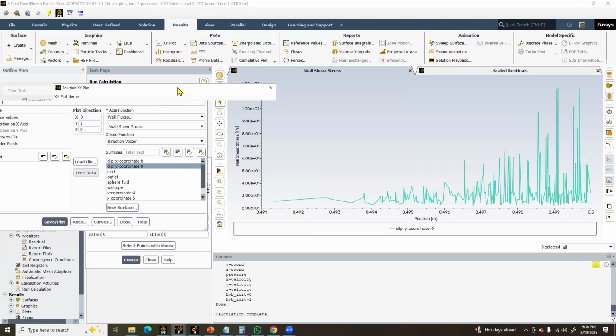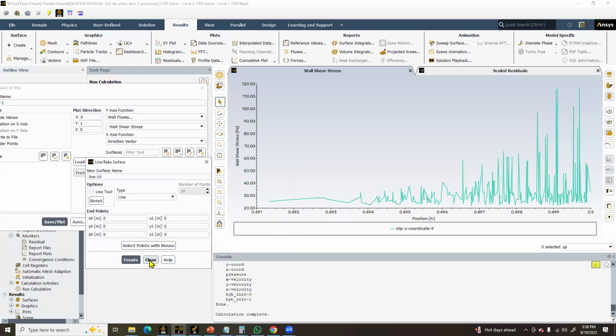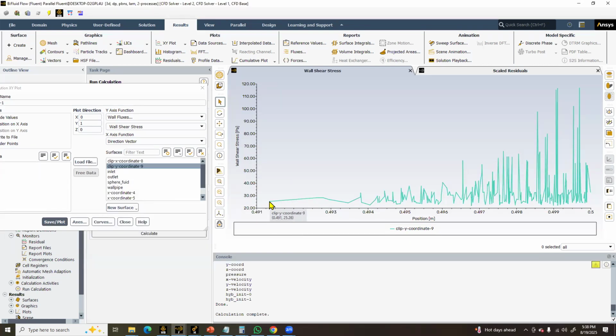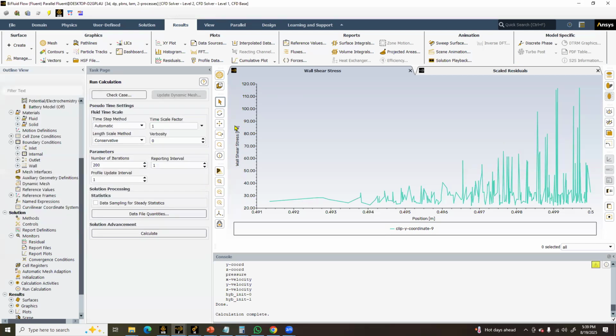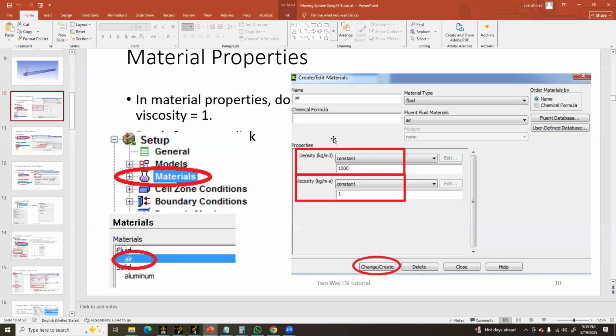So values are actually varying here. Different locations have different values. At different points you can find out the values. For example, here the values are varying from 20 to 110, like that. At any point you can find out the value. Your question was about the U plus.